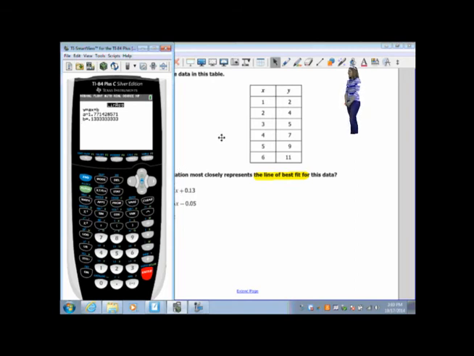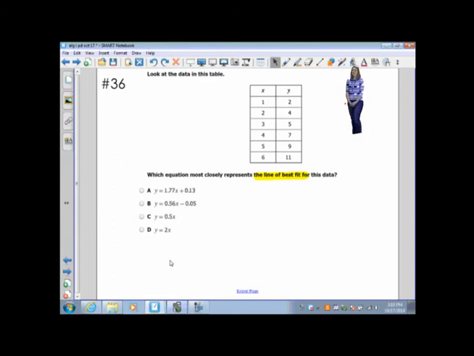So if we now look at our answer choices, we need to figure out which of these equations most closely matches what we found in our calculator. As you can see, answer choice A says 1.77x plus 0.13, which matches almost exactly to what the calculator has told us. It's important to remember that the 1.77 being the a value needs to be the coefficient of x, and the b value will be the constant added on at the end. So we have our answer choice A as the correct answer, and we are done with this problem.